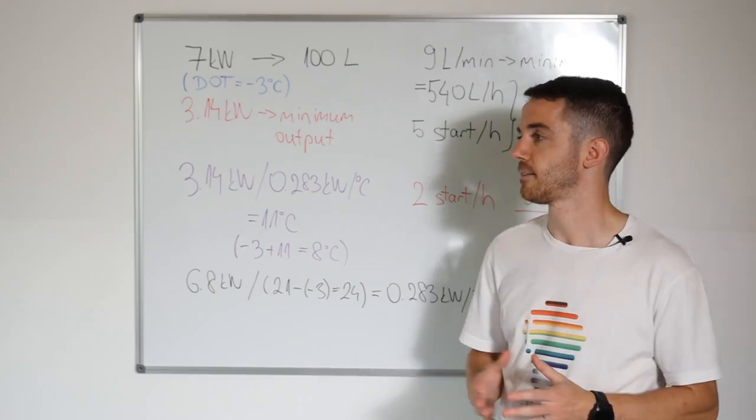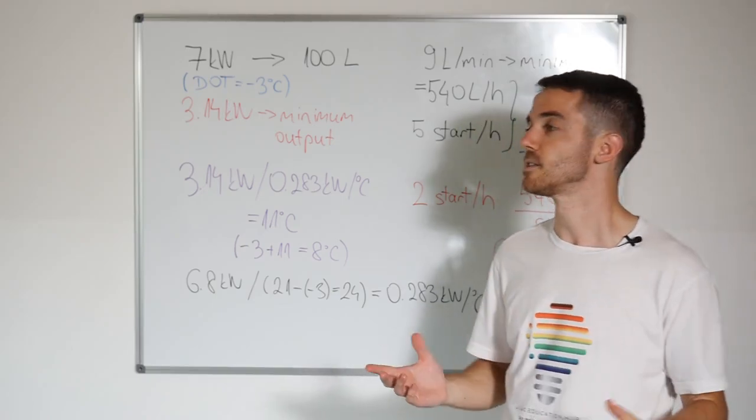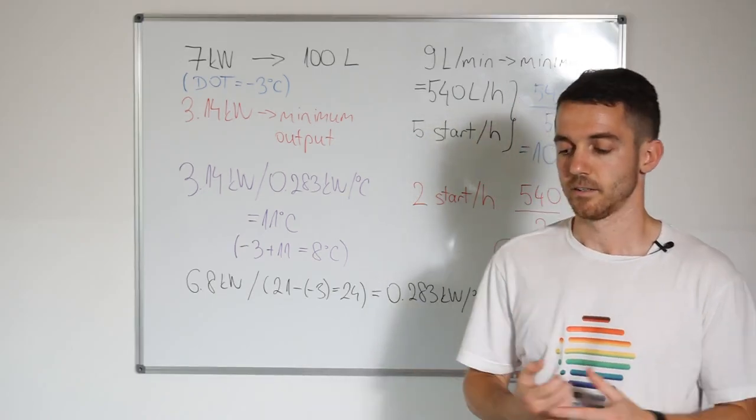Minimum flow rate and minimum volume. What is the difference and how to calculate?